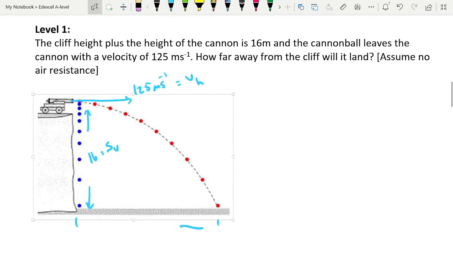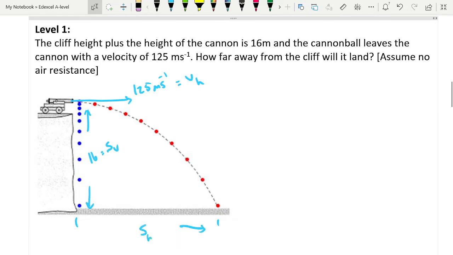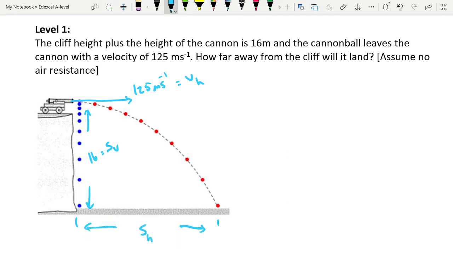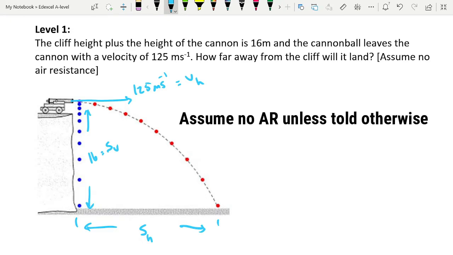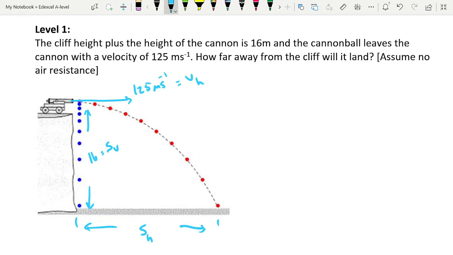We want this distance here, which is our horizontal displacement. It tells us to assume no air resistance. Usually the questions will say that. Even if they don't say that, unless you're told directly that there is air resistance, you should always just assume that there is not. Something you should realize here is that when the cannonball is shot or dropped, its initial vertical velocity is 0. I'm going to change this up here and call that u_v. It's going to be the same in any case, but just for consistency.